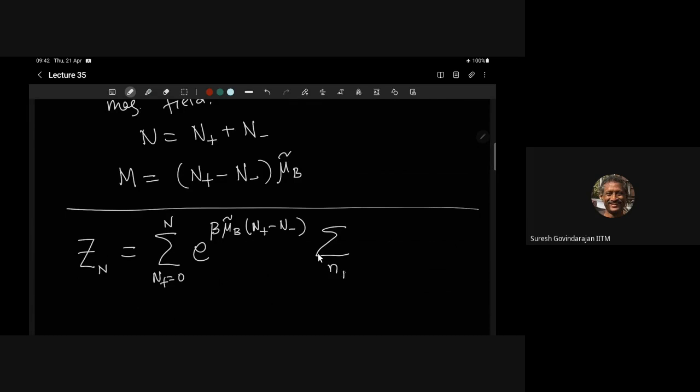number of particles in this thing with momentum p, and e power minus beta p square upon 2m into np. Put a prime here. So this is just the sum over. So there are n particles with the momentum p. Np is that you sum over those things, and the prime indicates that the sum of those things should be equal to total n that you know.